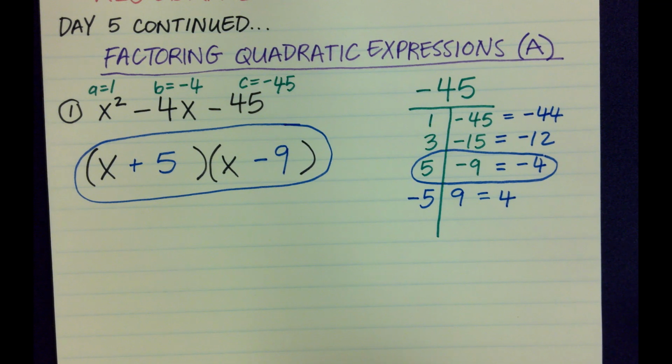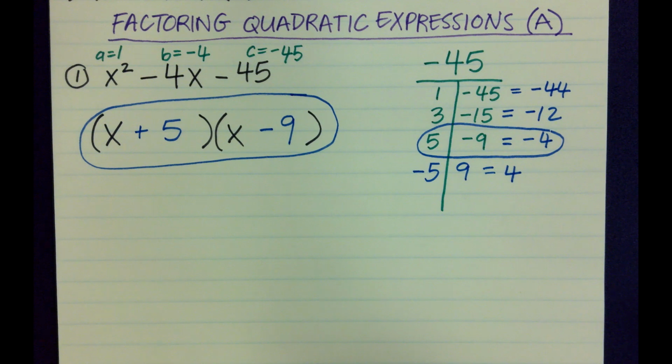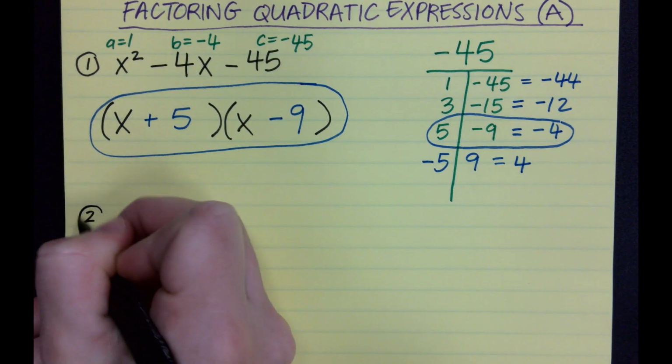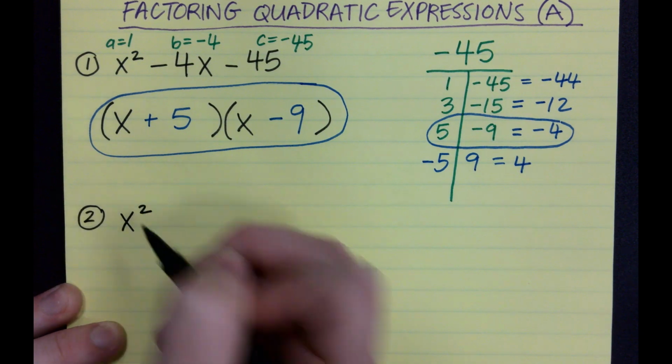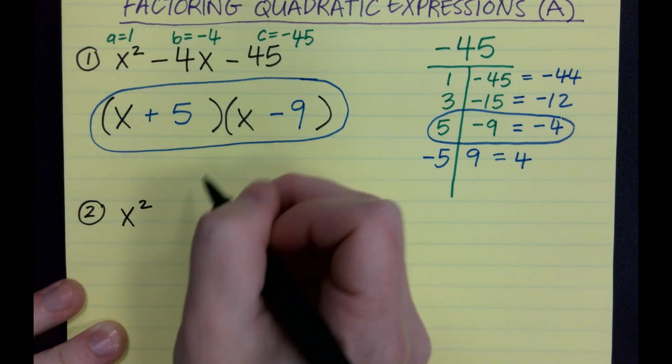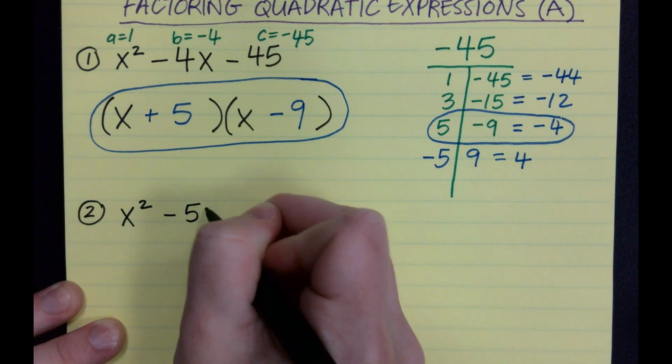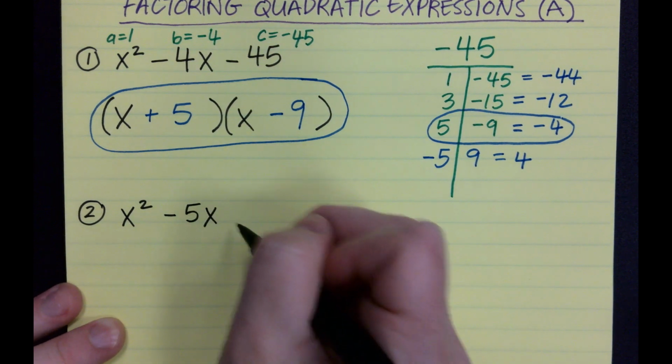We're going to do more together. Any other questions? You got number 2? Okay, well, we're about to work that one out, and you tell me if you got it. All right, can we go to number 2, guys? Let's try another one together. Number 2 is, I'm going to write it out, x squared minus 5x minus 6.